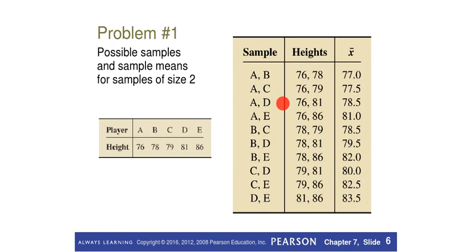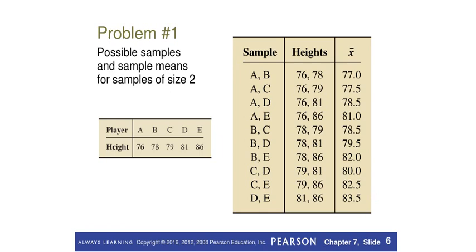For A and D, the mean height is 78.5 inches. And on down the line, you can see that we've done that for each of these. So what could we say about each of these sample heights? Well, this is an interesting question because none of the sample means are the same. So how could we say anything? What conclusion could we reach about the sample mean?